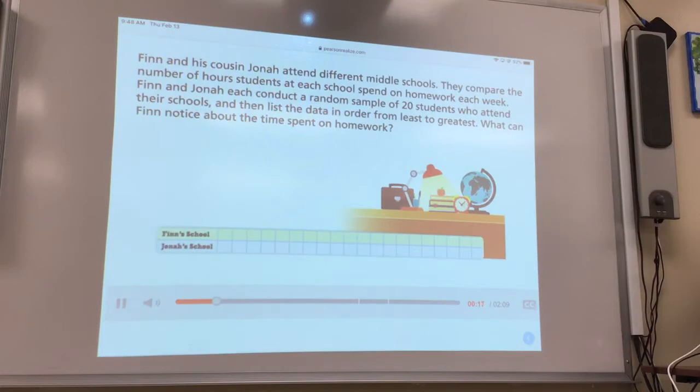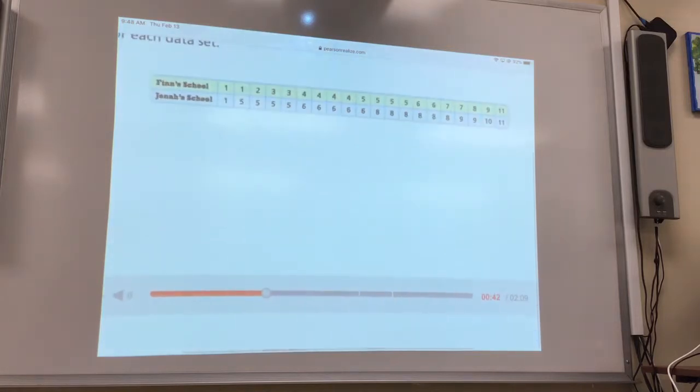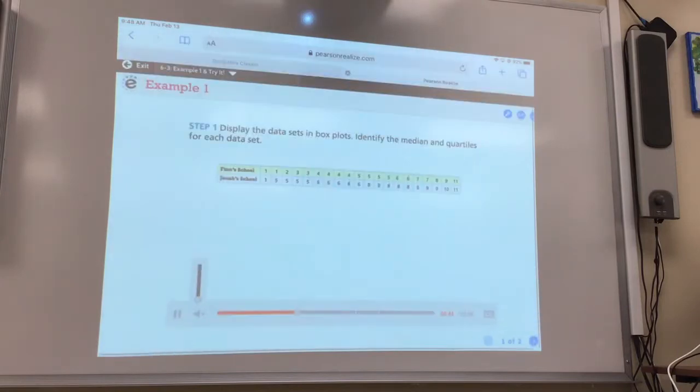Finn and his cousin Jonah attend different middle schools. They compare the number of hours students at each school spend on homework each week. Finn and Jonah each conduct a random sample of 20 students who attend their schools, and then list the data in order from least to greatest. What can Finn notice about the time spent on homework? Okay, so I'll zoom in a little bit here. Their first step is to display.